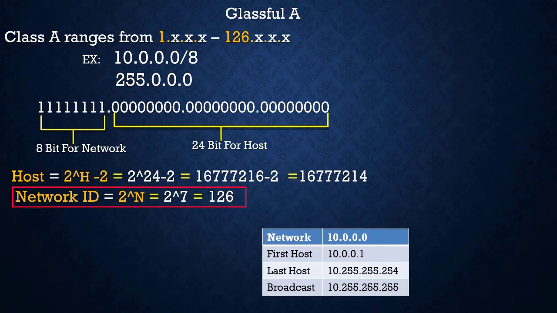network IDs equal to 2 to the power of 7 minus 2, which equals 126, and host IDs equal to 2 to the power of 24 minus 2, which equals 16,777,214. For example, network for IP address 10.0.0.0, first host 10.0.0.1, last host 10.255.255.254, and broadcast 10.255.255.255.